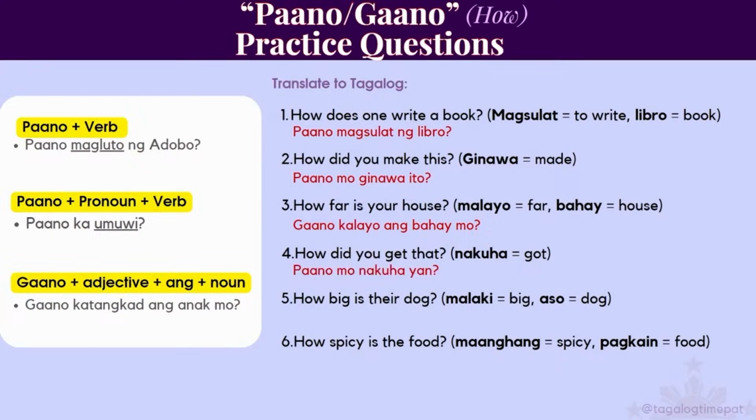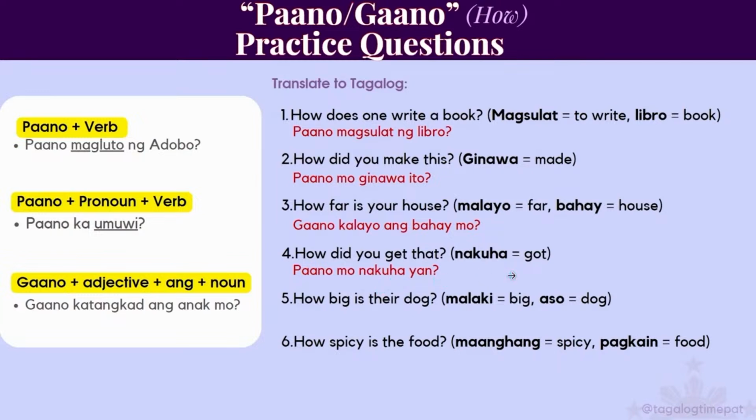How did you get that? Nakuha means got. Paano mo nakuha yan? There's no adjective in this question, so we would just still use paano. And that follows rule number 2. Paano mo nakuha is the verb yan.